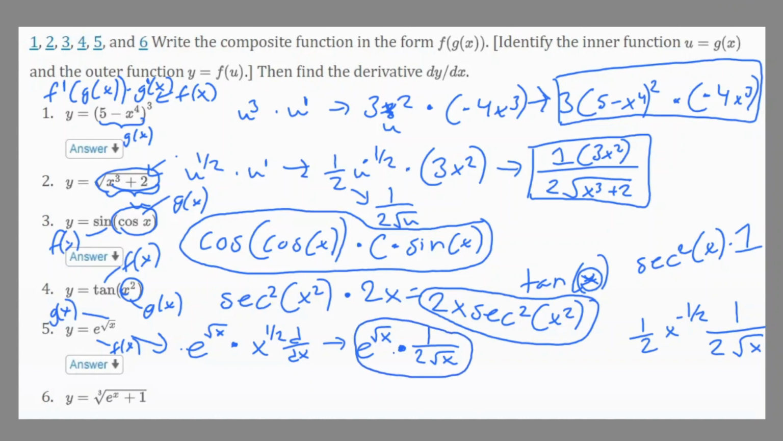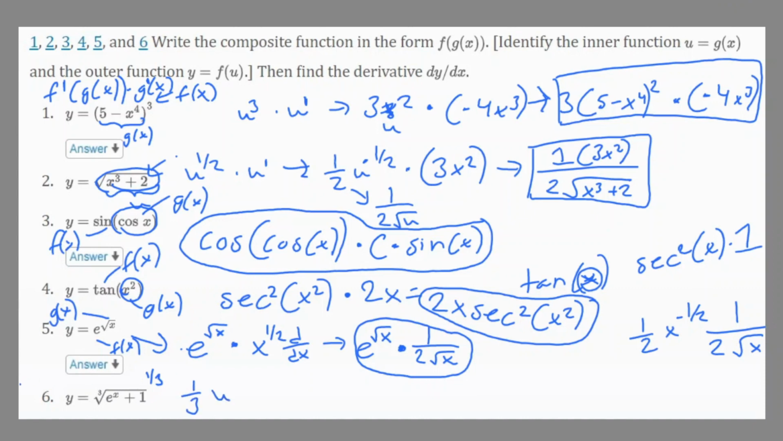You could also put e to radical x power on the numerator. That also works. And now number 6 is y equals e to the x power plus 1, all to the 1/3 power. I said the 1/3 power because it's a cube root, the 3 over here. So what we could do is 1/3 power be our outside function, and then e to the x plus 1 could be our inside function. So what we would do here is find the derivative of the outside function. We bring 1/3 to the front.